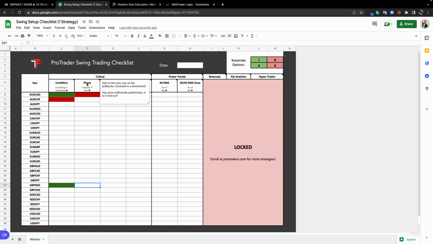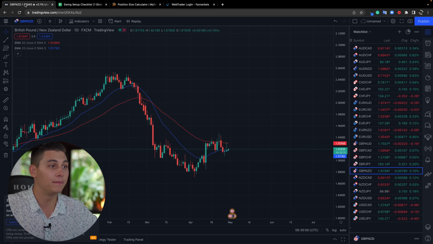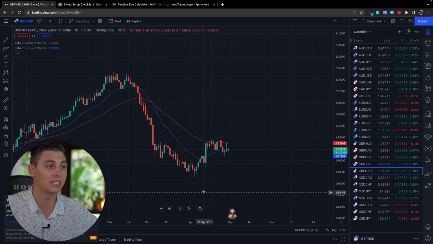Now the next critical criteria is phase. We want to sell on the runs, buy on the pullbacks, or invert it in a downtrend. So we want to be selling on that pullback. Has price sufficiently pulled back, or is it mid-run? Now, has it pulled back? This is the run, this is the pullback. Has it pulled back to a fair price? We don't want to be going short down here, as I've covered, right?